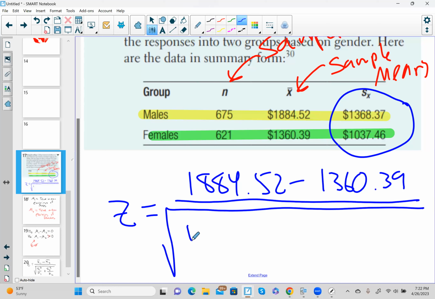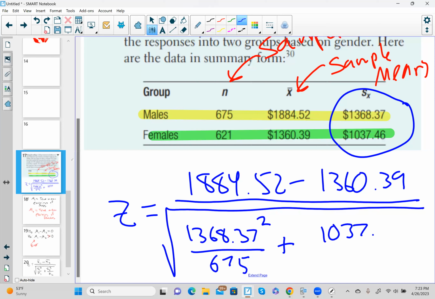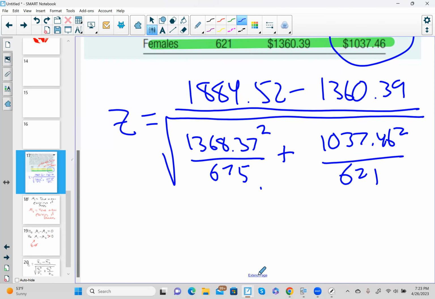of the first standard deviation, so 1368.37 squared over the first sample size, plus the second standard deviation, 10037.46 squared over the second sample size. And so you can kind of see we're on our way. It's another complicated formula, but we're going to end up with something that looks like z equals.